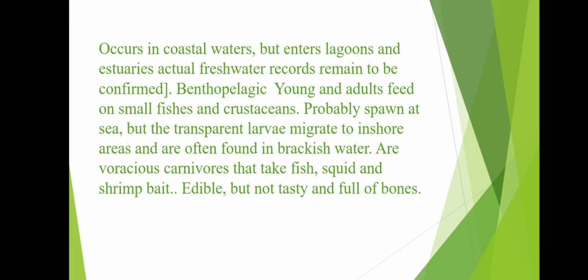Occurs in coastal waters but enters lagoons and estuaries. Actual freshwater records remain to be confirmed. Benthopelagic young and adults feed on small fishes and crustaceans, probably spawn at sea, but the transparent larvae migrate to inshore areas and are often found in brackish water. They are voracious carnivores that take fish, squid, and shrimp bait, edible but not tasty and full of bones.